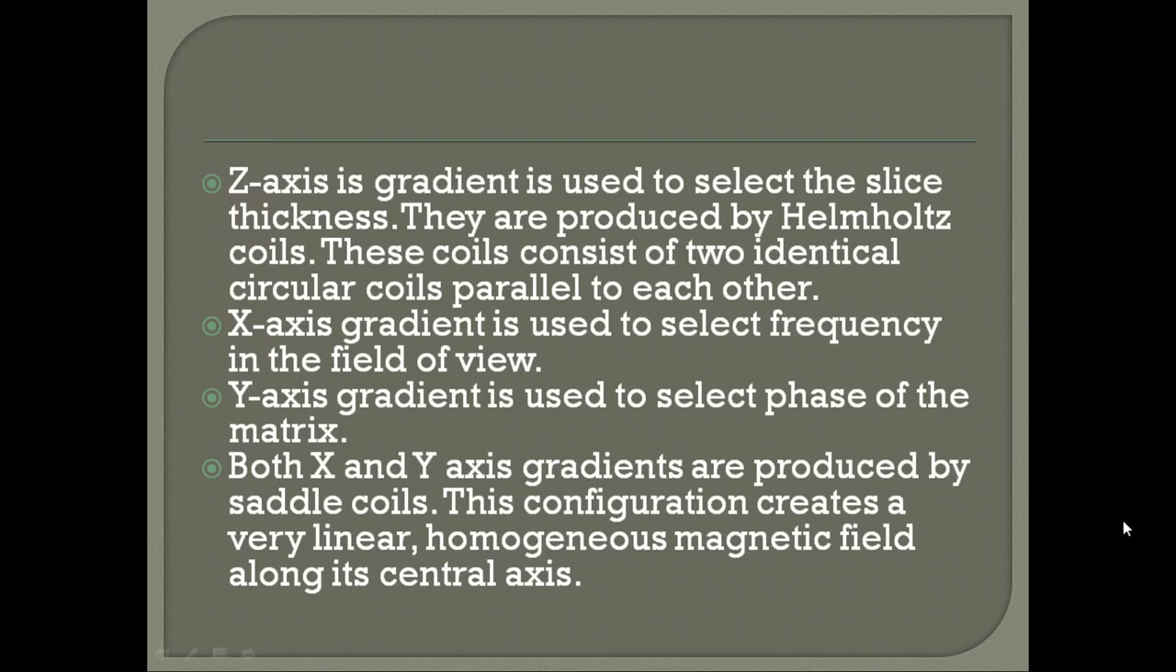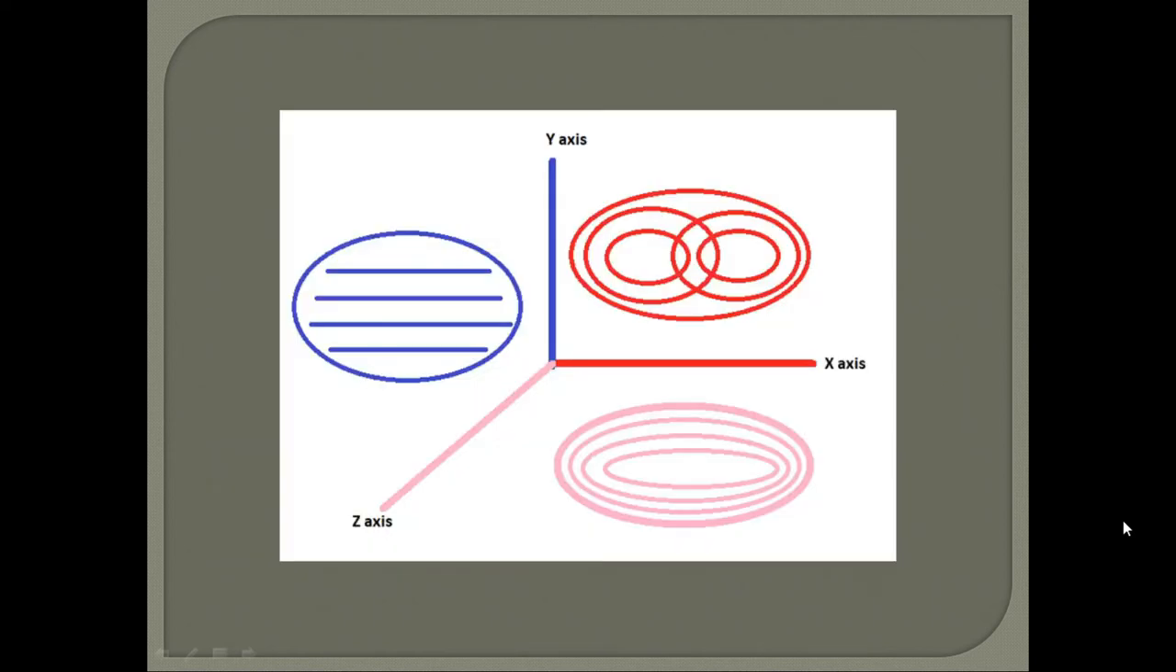The x-axis gradient is used to select the frequency in the field of view, and y-axis gradient is used to select the phase of the matrix, both of them MCQ questions. Both x and y-axis gradients are produced by saddle coils. The configuration creates a very linear and homogeneous magnetic field along its central axis.